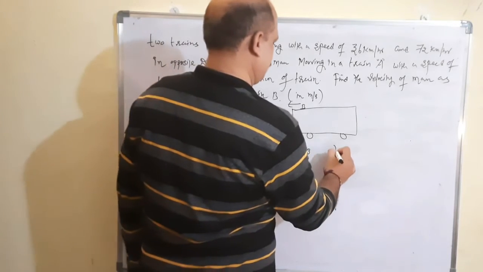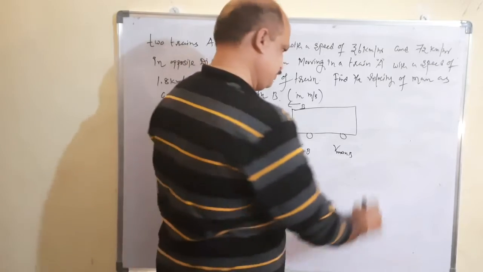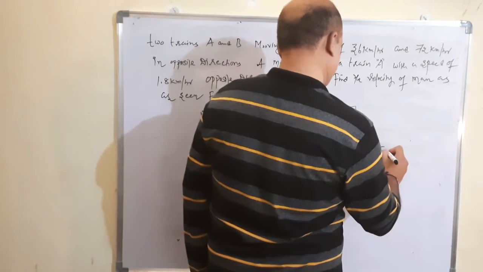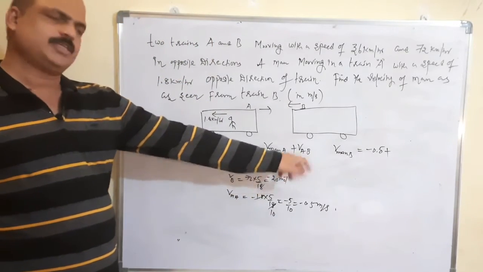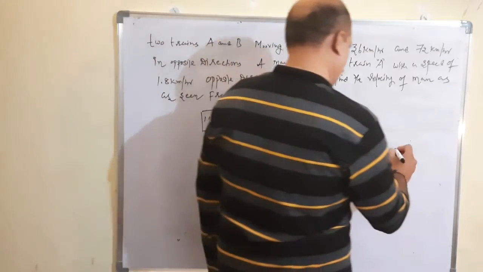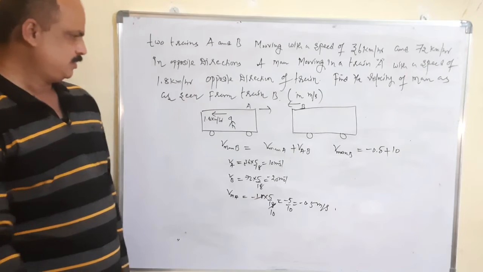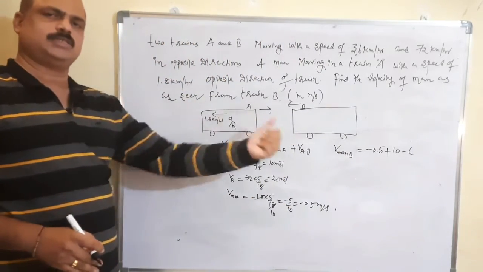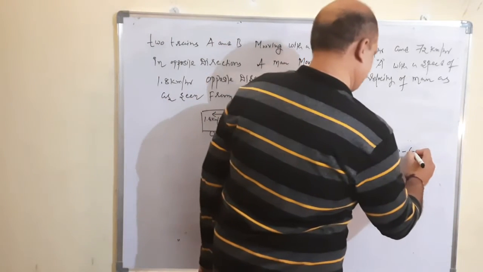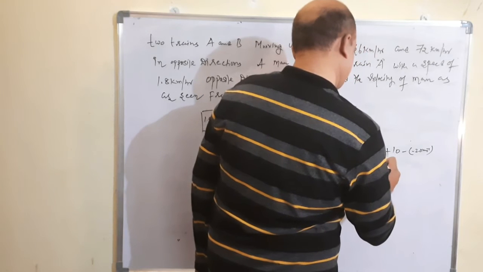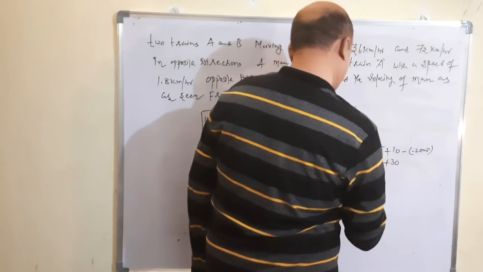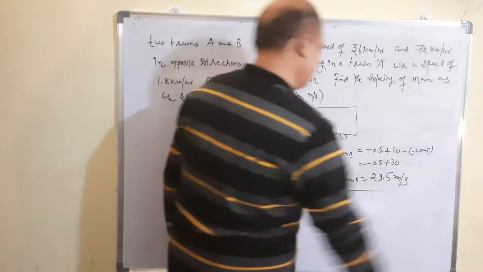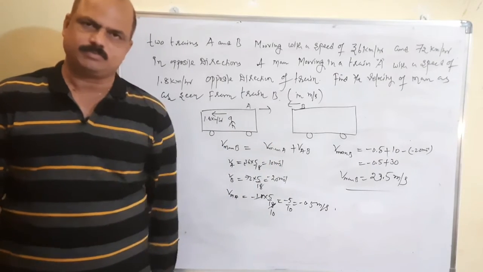So velocity of man as seen from B is equal to velocity of man with respect to A, that is minus 0.5, plus velocity of A with respect to B, that means VA minus VB. VA is equal to 10 minus VB. The train B is moving along this direction, taken as negative. With what speed? Minus 20 meter per second. That is equal to minus 0.5 plus 10 plus 20, 30. So velocity of man with respect to B is equal to 29.5 meter per second. This is the correct option.